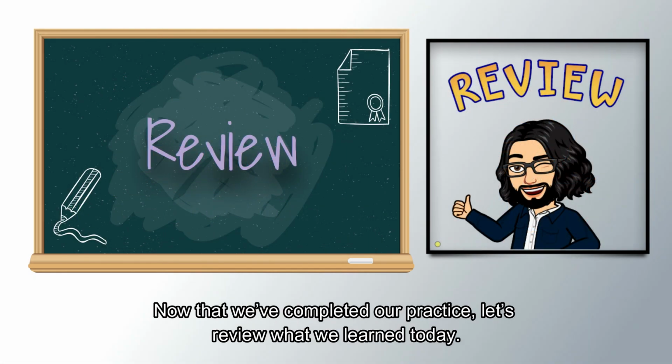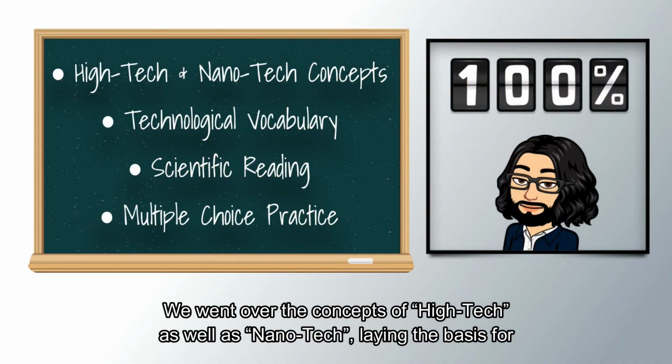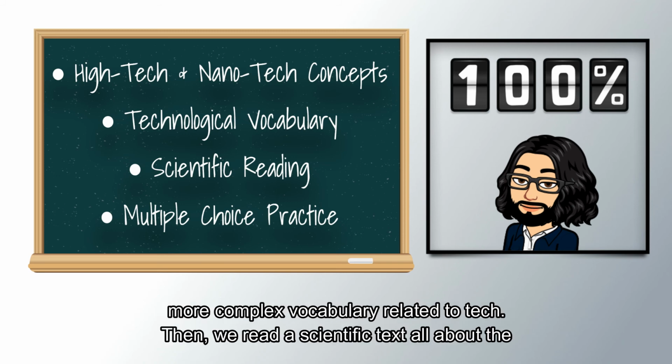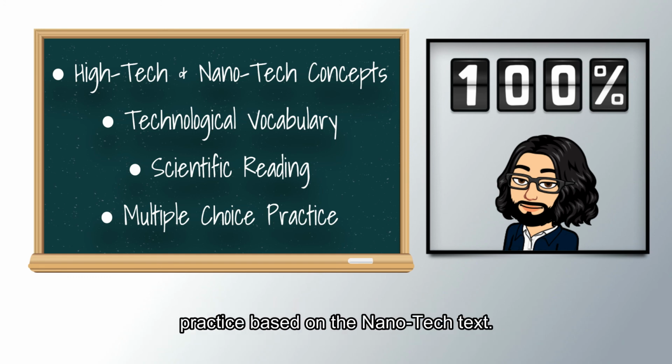Now that we've completed our practice, let's review what we learned today. We went over the concepts of high-tech as well as nanotech, laying the basis for the important knowledge we gained for this unit. After that, we covered new and much more complex vocabulary related to tech. Then, we read a scientific text all about the advances being made in the field of nanotechnology. And lastly, we did our 5-question practice based on the nanotech text.